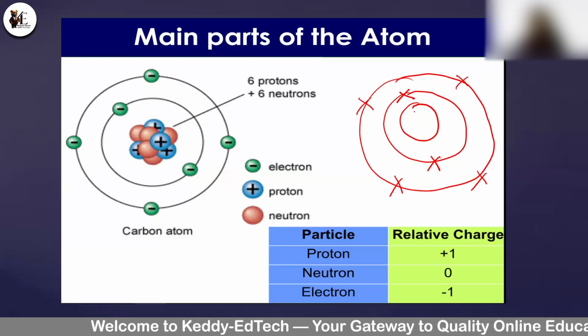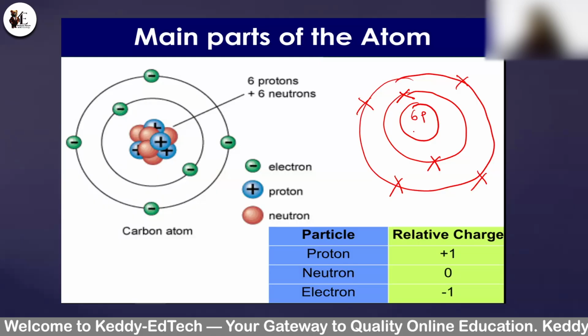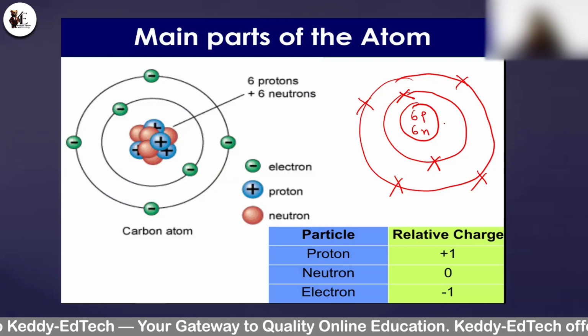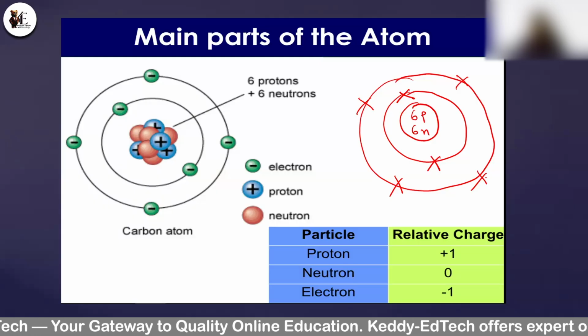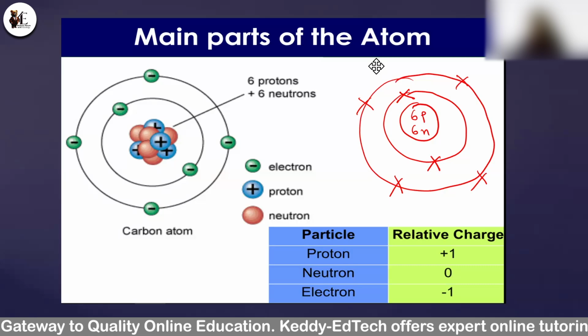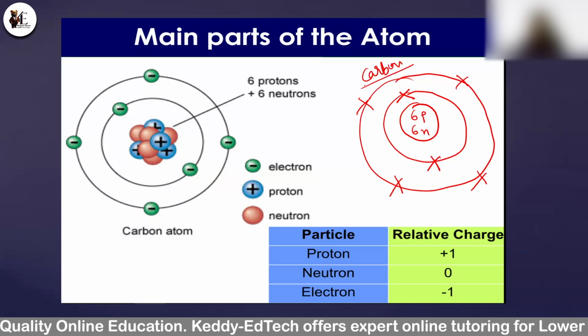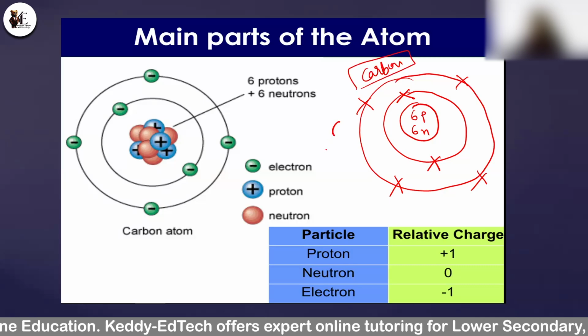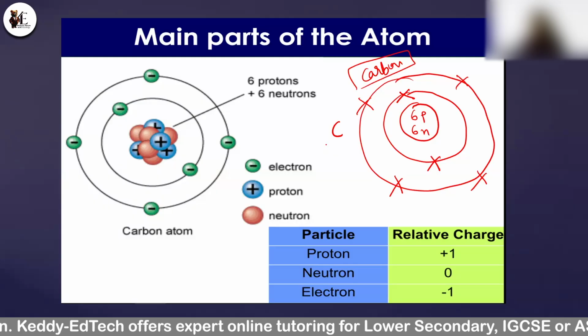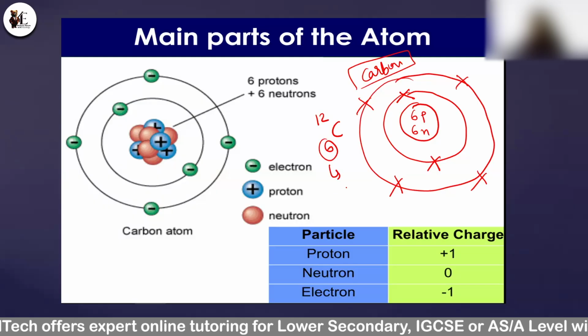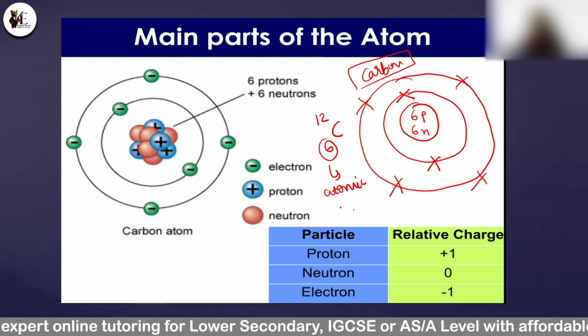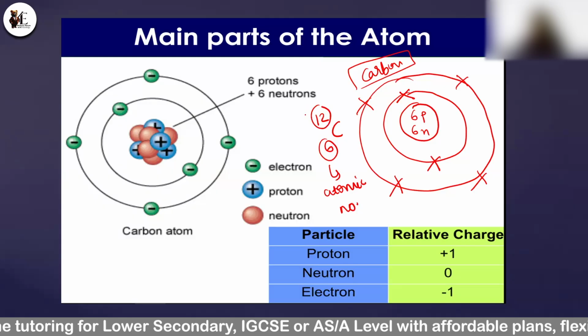And in the nucleus, simply write down 6p and 6n. That means 6 protons, 6 neutrons, and electrons you can easily count. But remember that this is only for carbon atom. And write down this thing also, carbon 6, 12. 6 is your atomic number and 12 is your mass number.